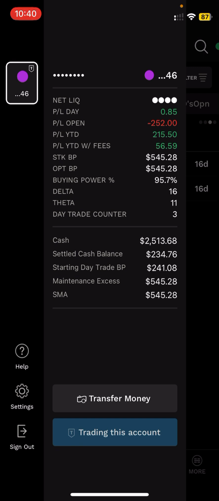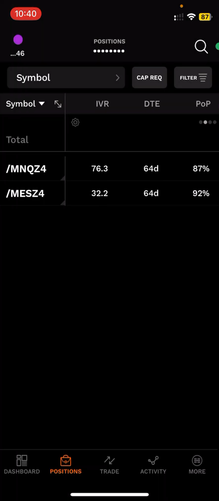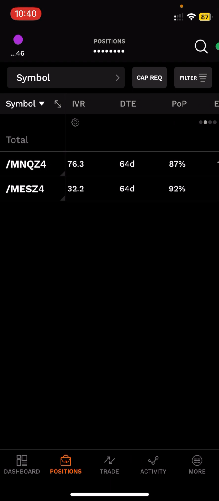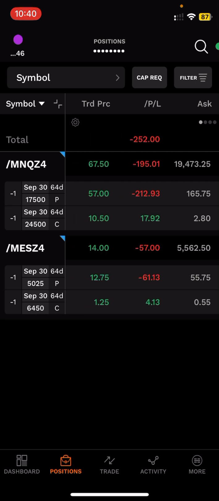Put $2,000 in, and basically the day that I got approved for my transfer was when I made these two positions, which look terrible, right? Right now the market is down, but these are two strangles, one on the micro NASDAQ and one on the micro S&P futures.